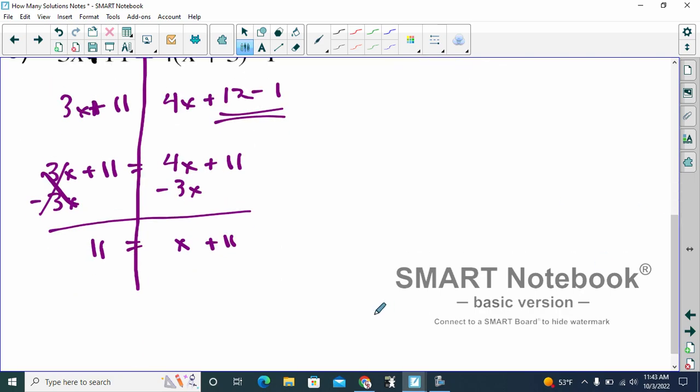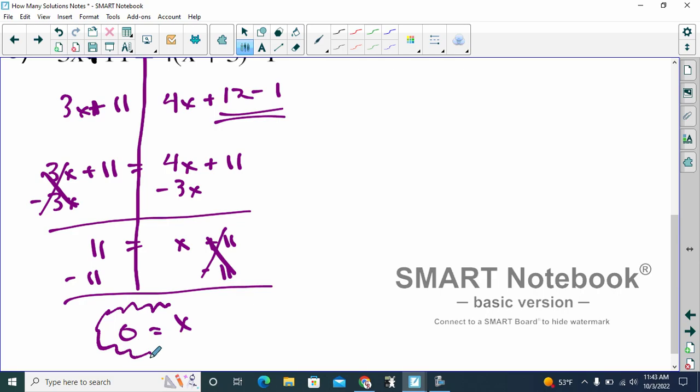Notice my x's did not go away. Even though I've got 11s on both sides, this is not infinitely many solutions. My next step would be to subtract 11, and I get x equals 0. X equals 0 is a solution. If it says solve, we solved x equals 0. If it asks how many solutions are there, there is one solution. And that one solution is x equals 0.